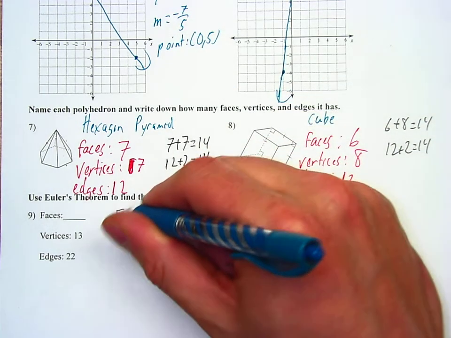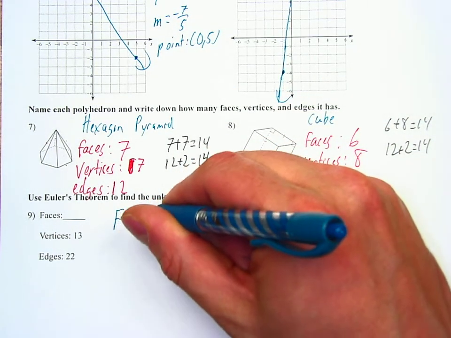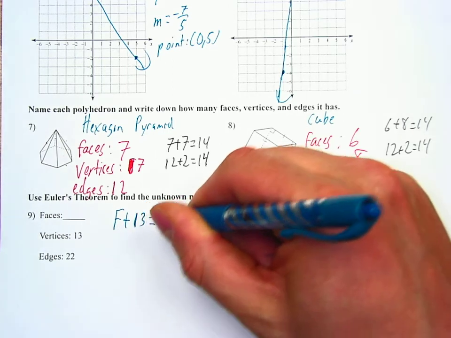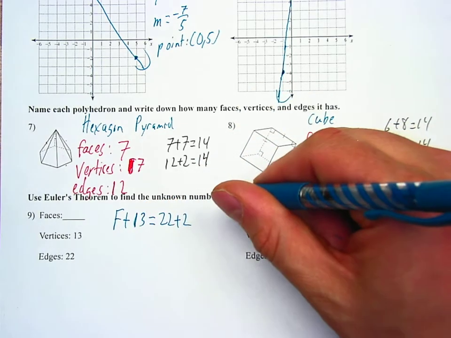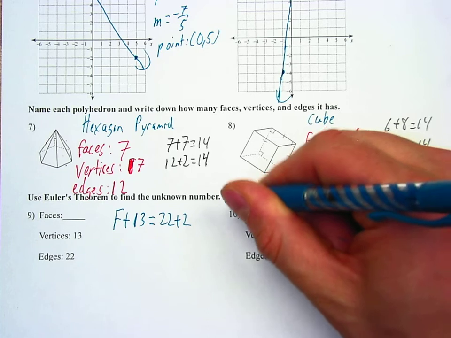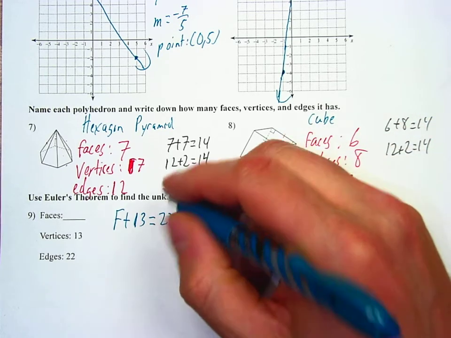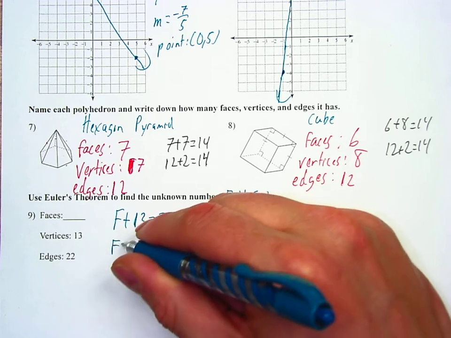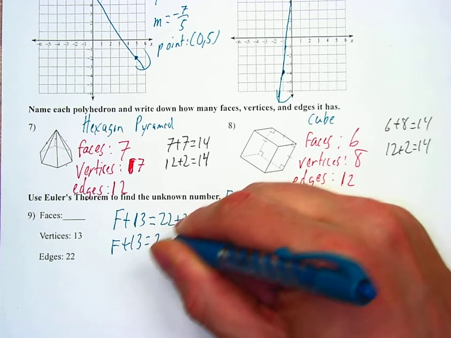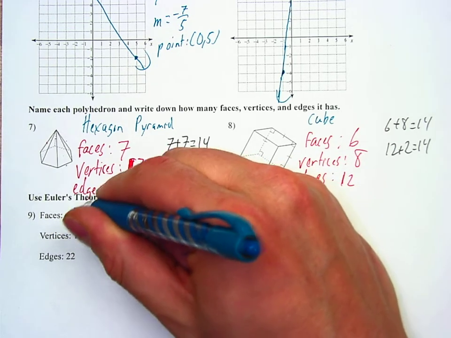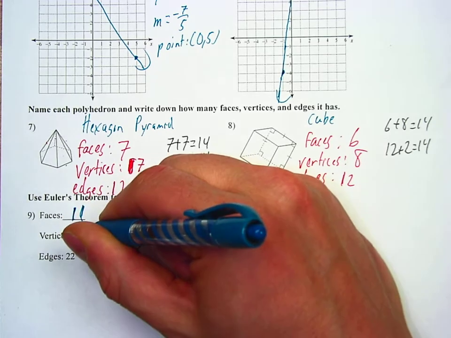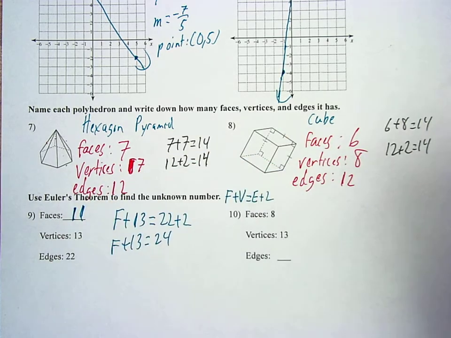So f plus 13 equals 22 plus 2. Again, the equation I'm using here is faces plus vertices equals edges plus 2. So 22 plus 2 is 24. And when I take 13 from 24, I get 11. There are 11 faces here. 11 plus 13 is 24. 22 plus 2 is also 24.